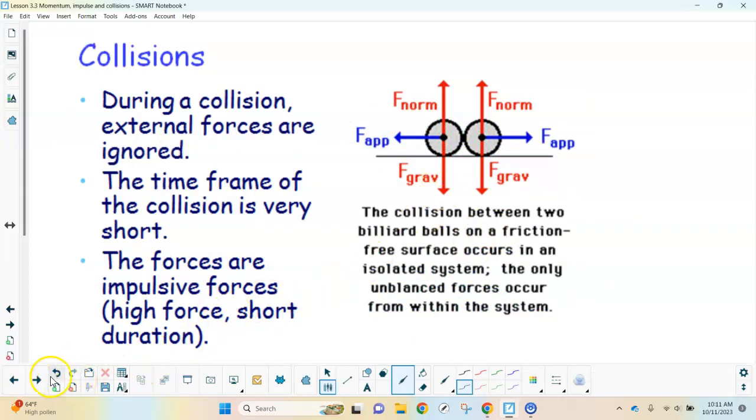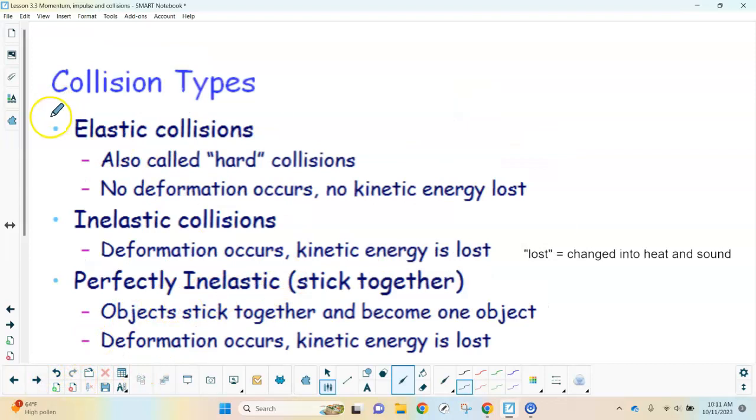All right. There are 3 different types of collisions: elastic, inelastic, and perfectly inelastic. This slide overviews them together, and then we'll talk about each one specifically. Elastic collisions are called hard collisions because there is no deformation. Deformation is just when an object changes shape. Because there is no deformation, supposedly there is no kinetic energy lost. The word lost is really not the best word to use, because you can't really lose energy. We talked about that with conservation of energy. It just changes from one type to another, and lost is usually when we're referring to non-useful types of energy.